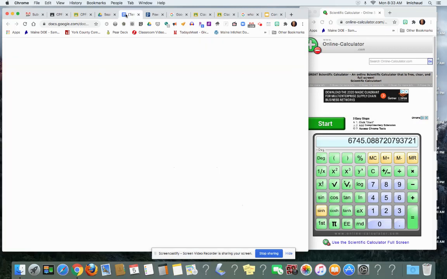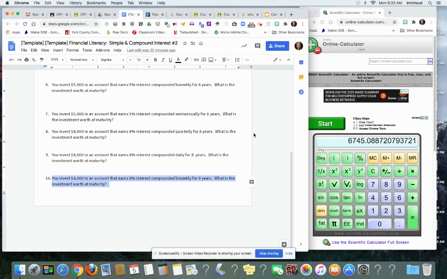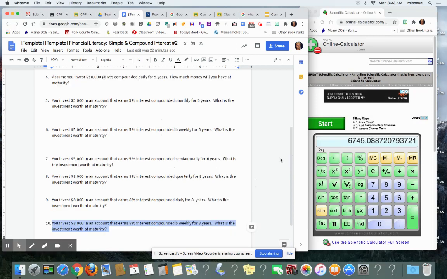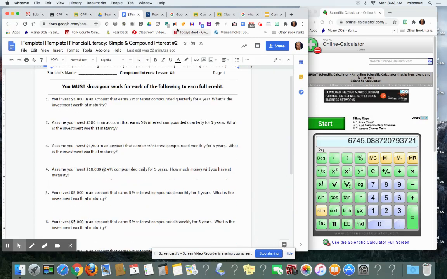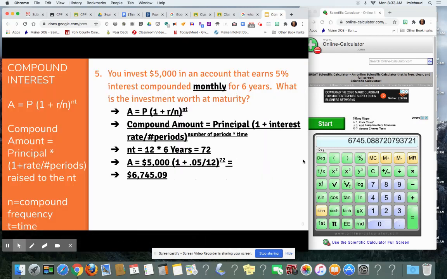So on your document, we've done 1 through 5 together. I would like you to do 6 through 10 and then submit this by the due date. Hopefully you learned a little bit more about compound interest. Give it some time. It is a little bit more challenging than simple, but I think you can do it.